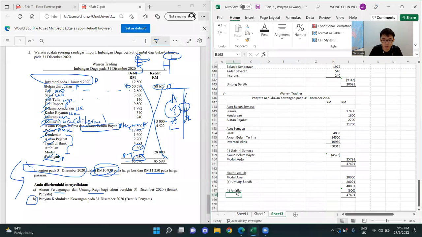So this one probably is correct. Sudah betul. So this one, remember to put modal akhir. So modal awal tambah all this and minus this, you get modal akhir at the end. So this is your final answer for B, penyata kedudukan kewangan.